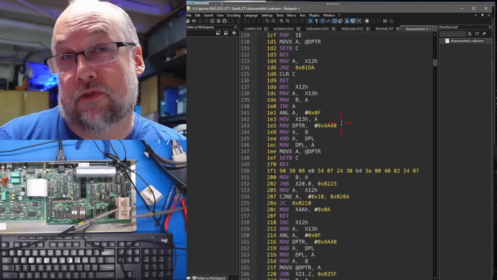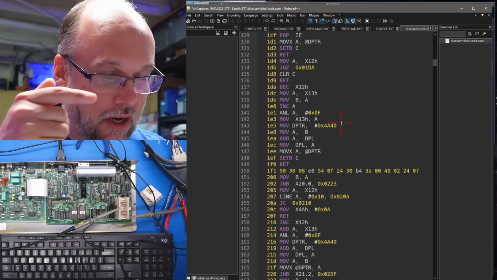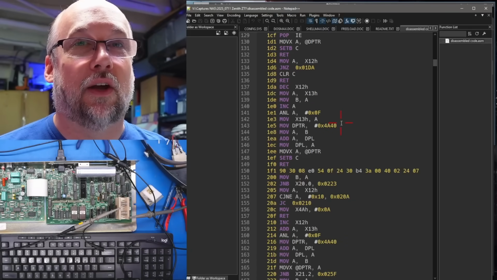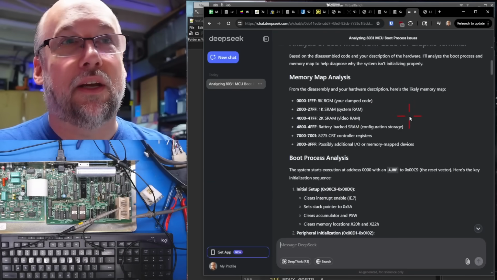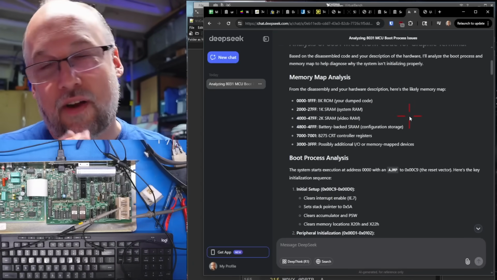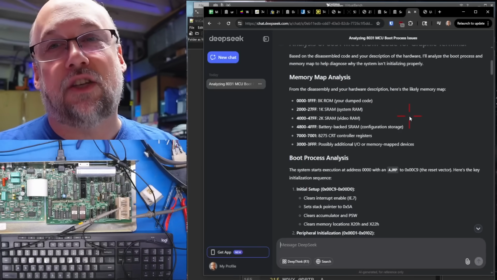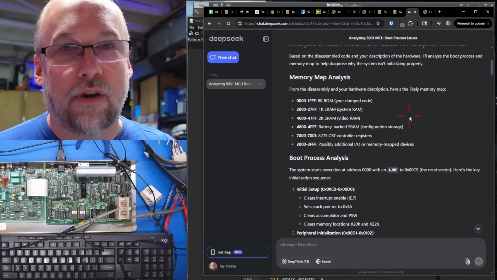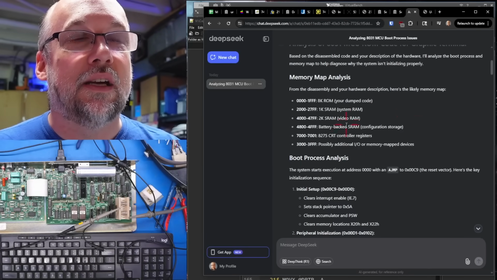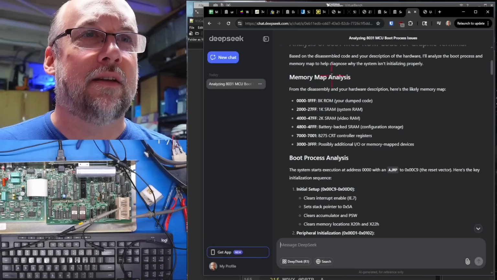Now, I really don't understand the 8051 architecture, which is what the 8031 on this is based on. So I decided to throw the assembly code into various AIs to see if any of them could help. I first started with ChatGPT, but I ran out of queries on the free version, so I switched over to DeepSeek because I don't think there are any limits on this, and this is what I came up with.